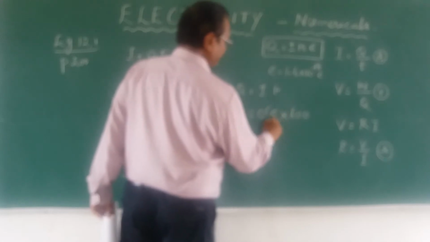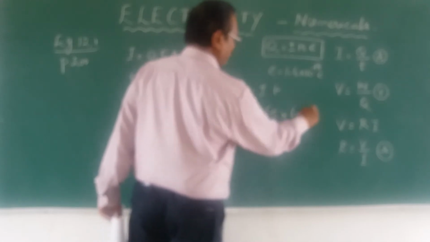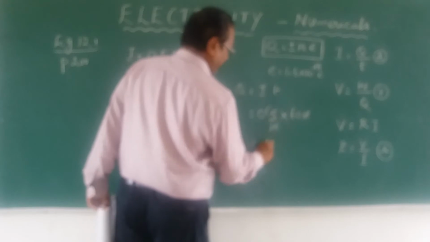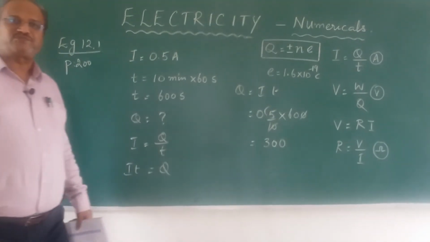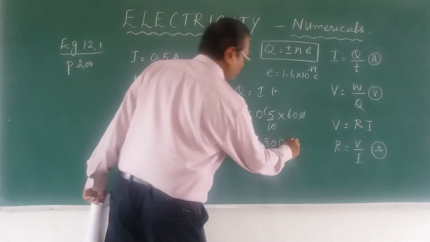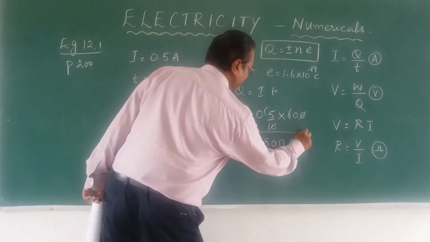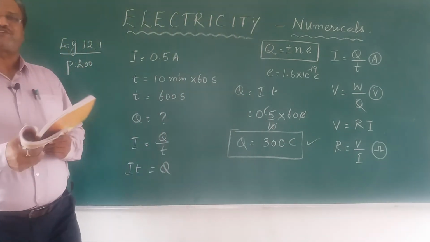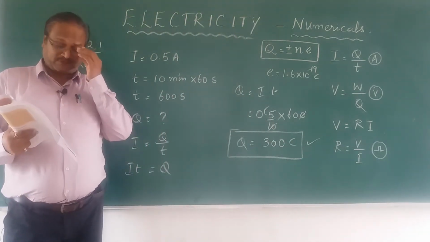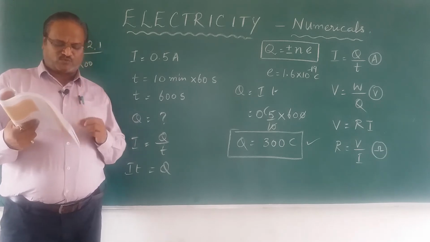So, remove this, divide by 10. So, 0, 0 goes, that is 30, 300. What is the unit of charge? That is coulomb. So, the answer is 300 coulombs, right? So, this is the first problem. And I move on to the below one.